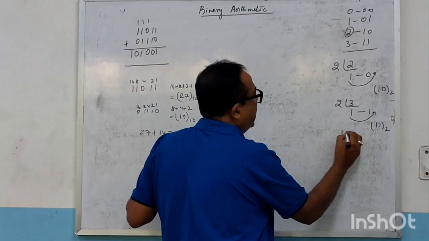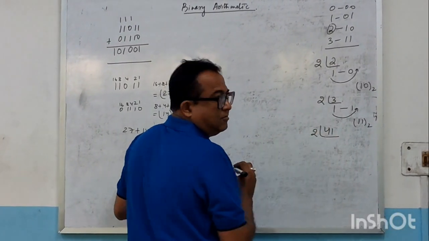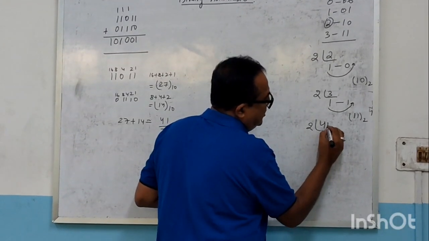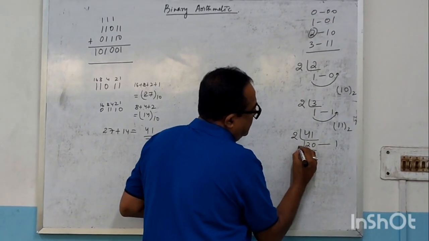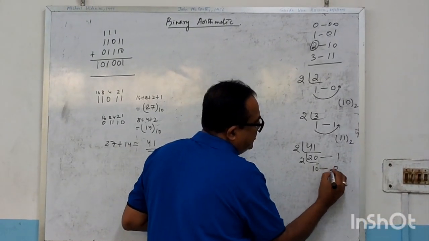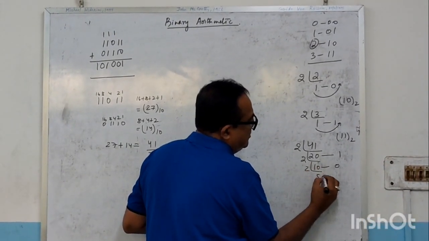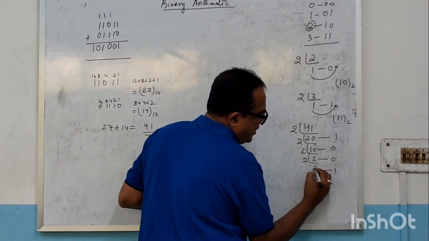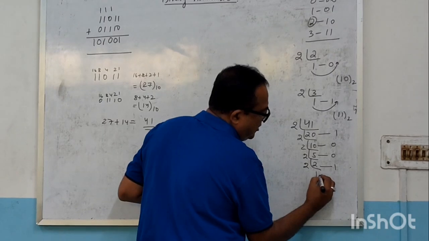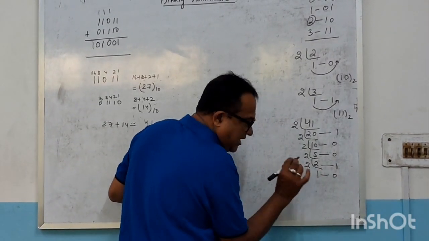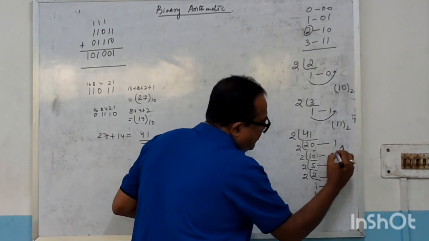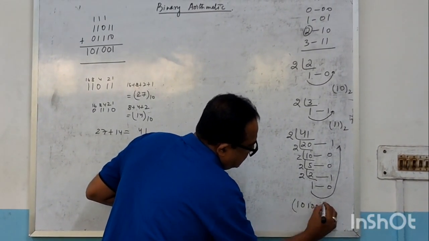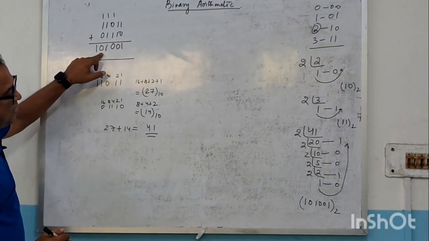So 41, if I start dividing by 2 to get the binary of 41: 2 20s are 40, remainder is 1. 2 tens are 20, remainder is 0. 2 fives are 10, remainder is 0. 2 twos are 4, remainder is 1. Now again 2 ones are 2, remainder is 0. See, again this is less than this, I stop. And again I do it in the reverse order. So what is the number? 1 0 1 0 0 1. Look at this, look at that.